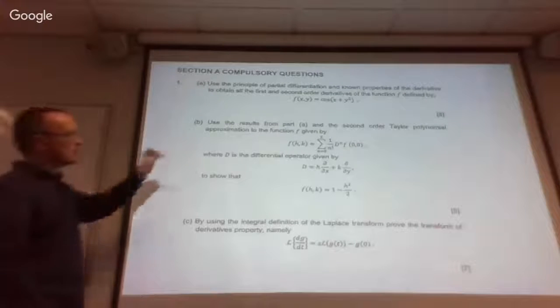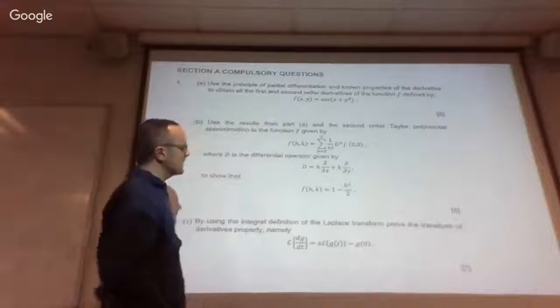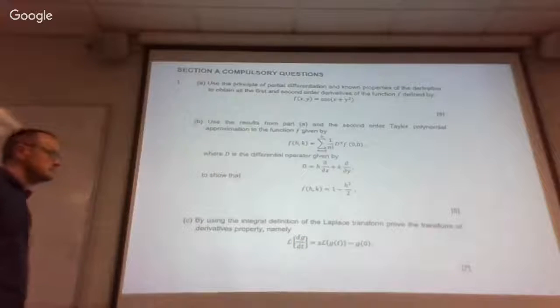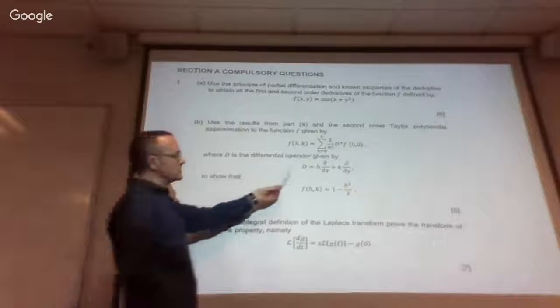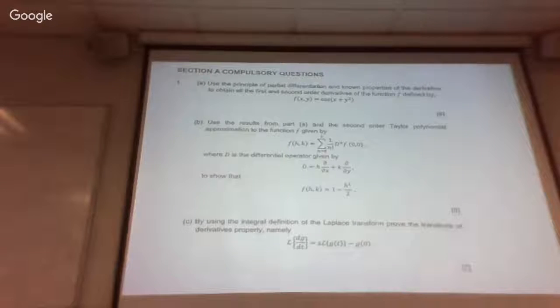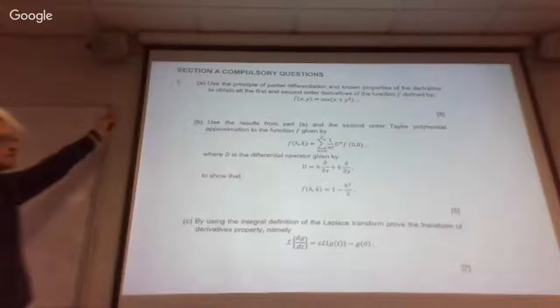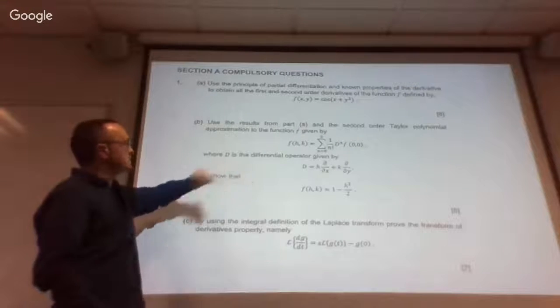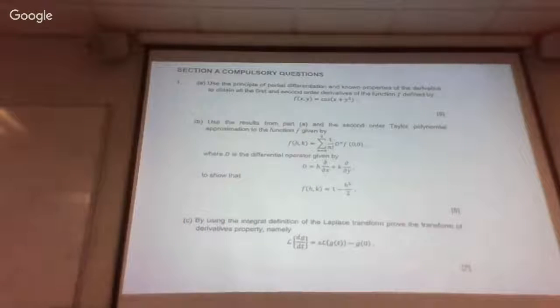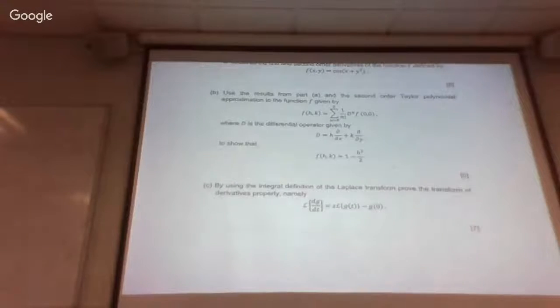You're given the general formula for Taylor, going up to order 2. You're given the definition of this differential operator D that's involved in the Taylor polynomials, and you're basically asked to apply what you've gotten from question 1A into part B and obtain this polynomial approximation. Part C then jumps to the subject of Laplace transforms.